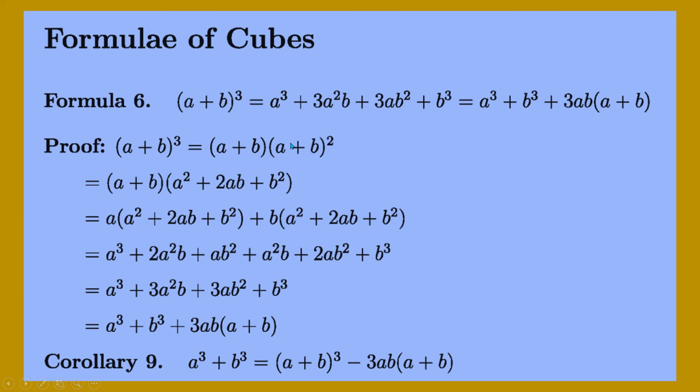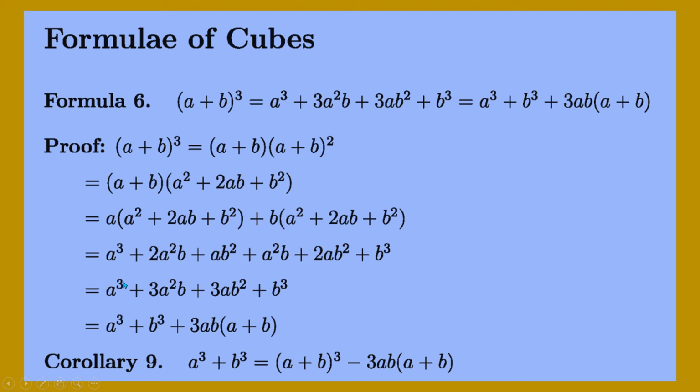Okay student, now (a + b)² equals a² + 2ab + b², and here this and this are fixed. Now multiplying this into this, we can write a into this, that means a(a² + 2ab + b²) + b(a² + 2ab + b²). Now multiplying, we can write a³ + 2a²b + ab², and here a²b + 2ab² + b³.